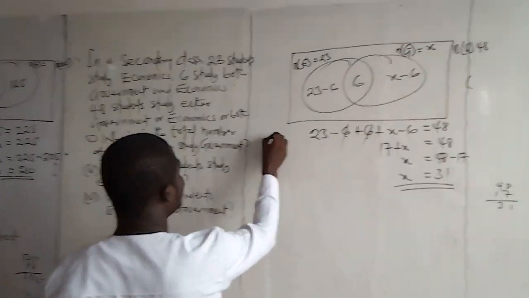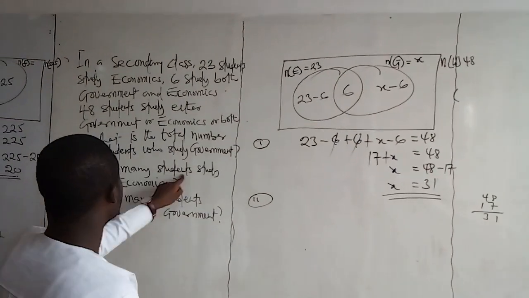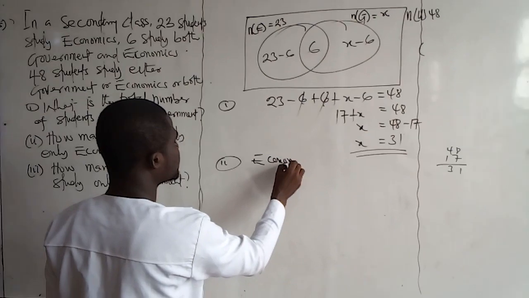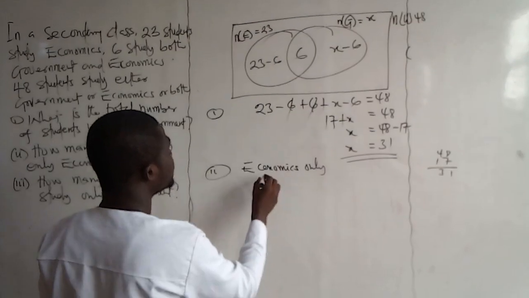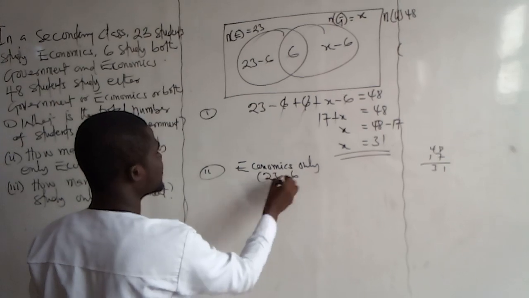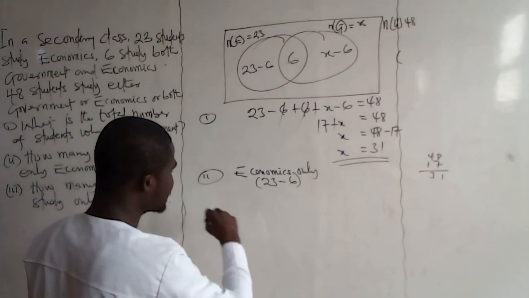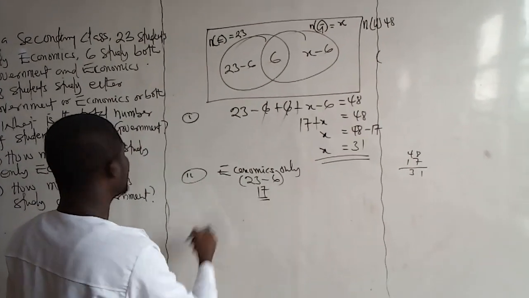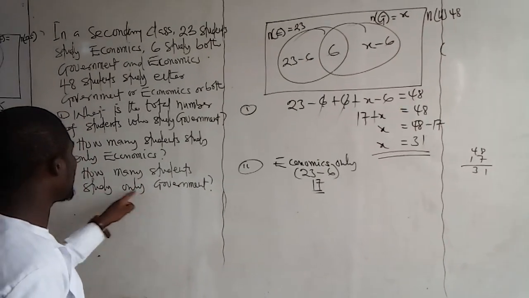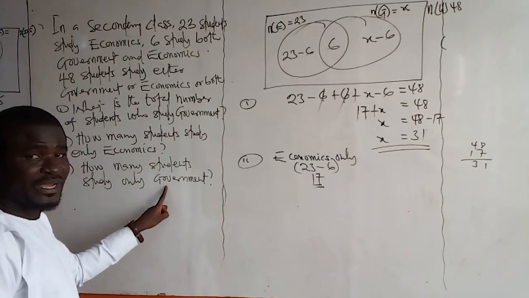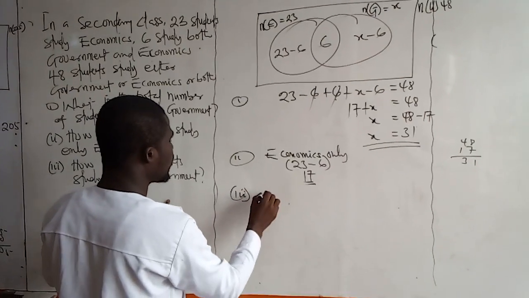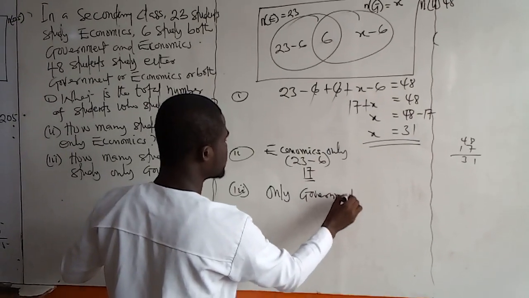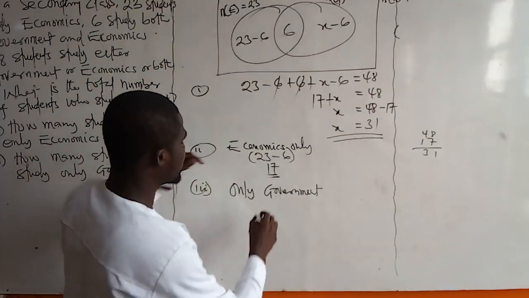Let's go to part two. Part two says, how many students study only economics? So economics only. 23 minus 6. That will give us 17. Next, how many students study only government? Take note, only government. So this is X minus 6.